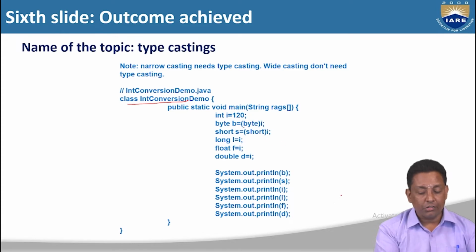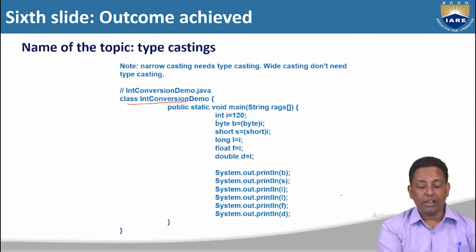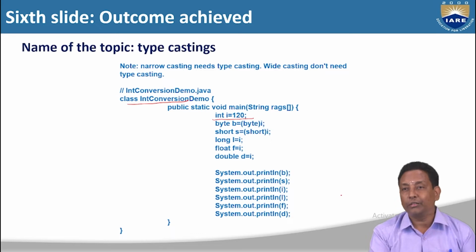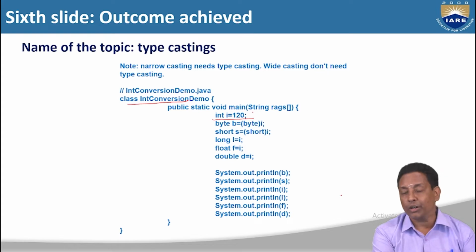Okay. So here I've written class IntConversionDemo, public static void main(String[] args). This is the main method in Java programming, which we write in every Java program. So int i = 20. I declared one int variable, int i = 20, or int i = 120, whatever it is. Some integer variable i I declared and initialized with the value 120.